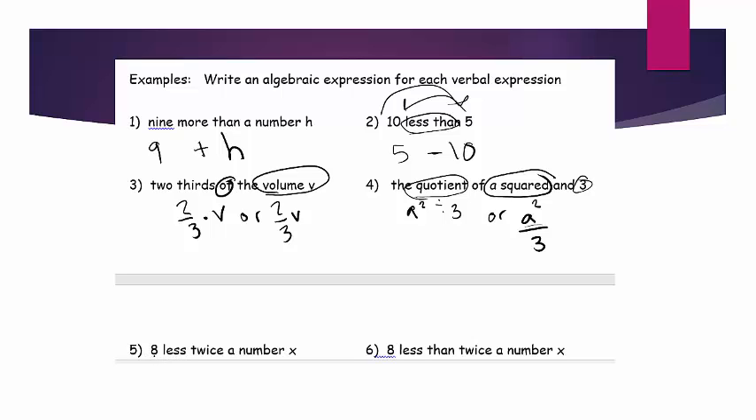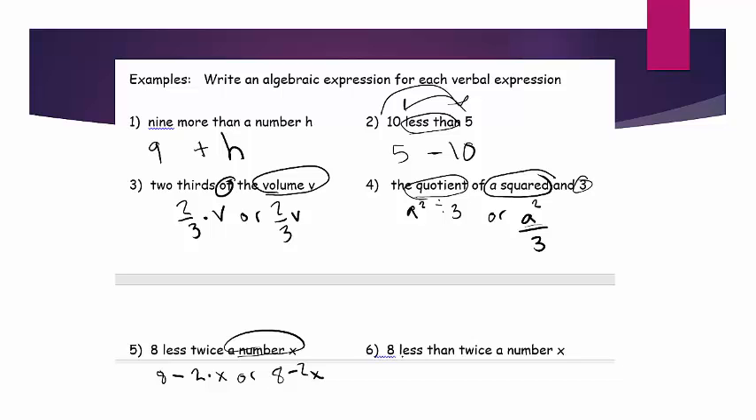Number 5 says 8 less. It's not less than, so I'm just going to keep the order as is. Twice means to multiply by 2. So 2 times some mystery number, which we'll call x. 2 times x. And obviously, we know that we don't need that symbol in there. We can just write 2x.